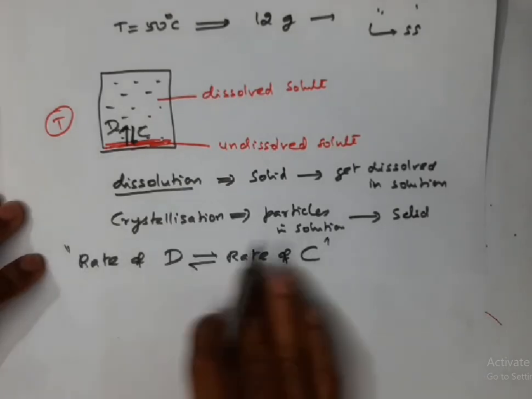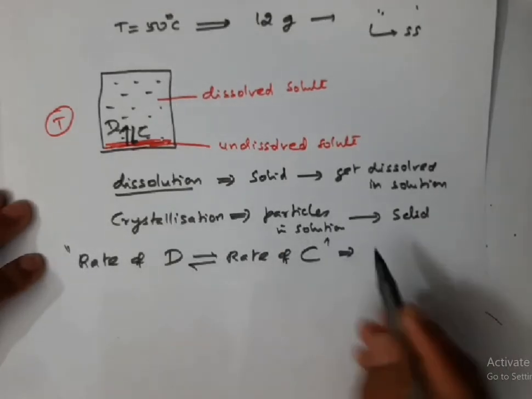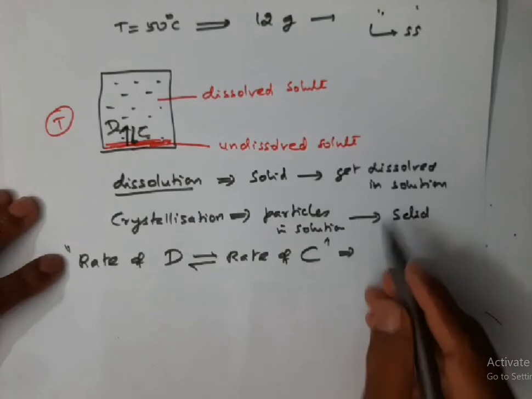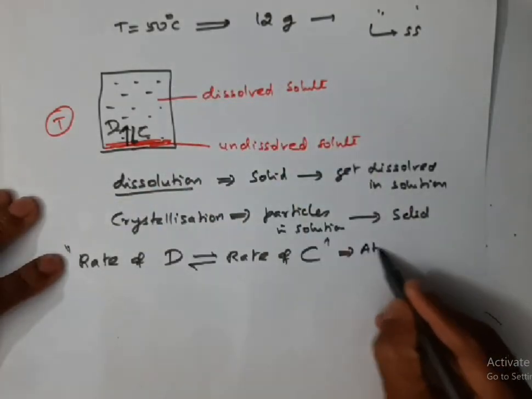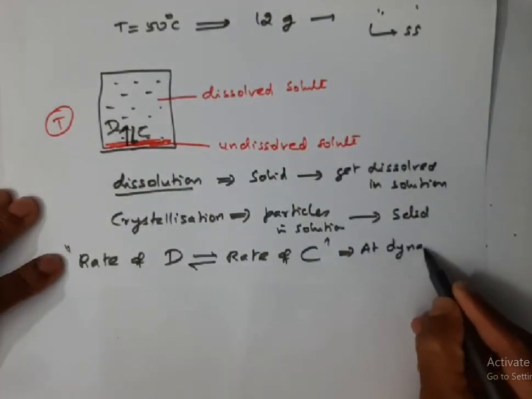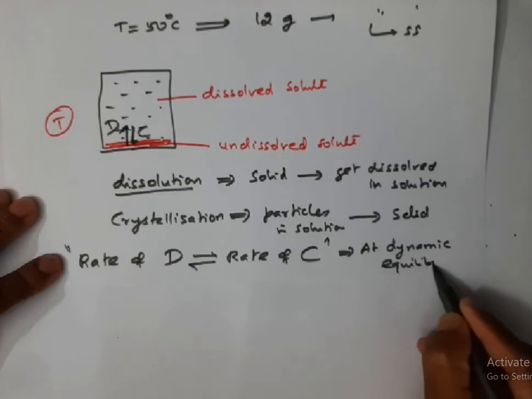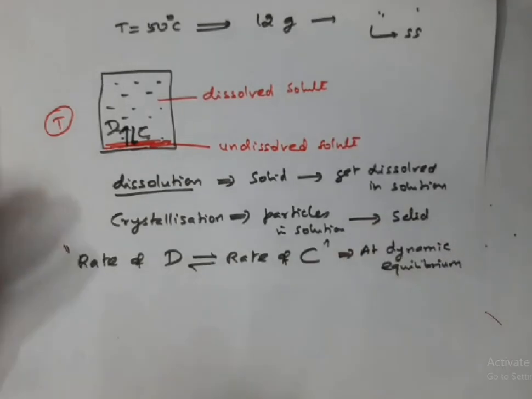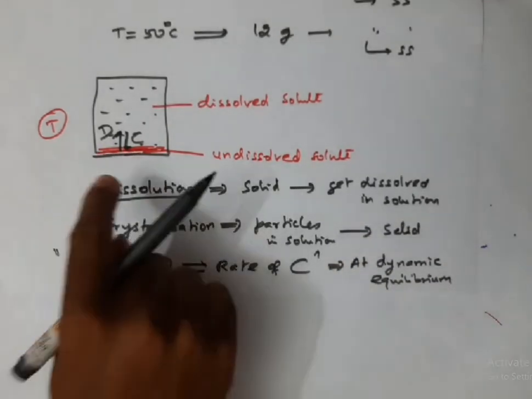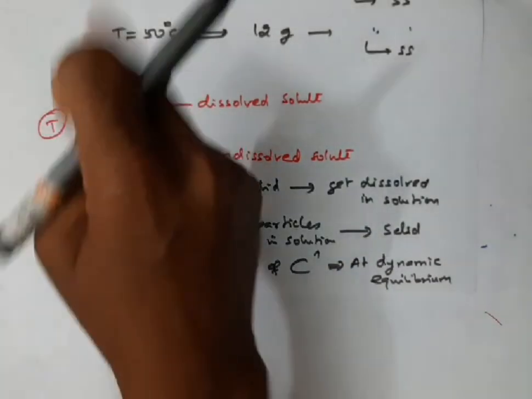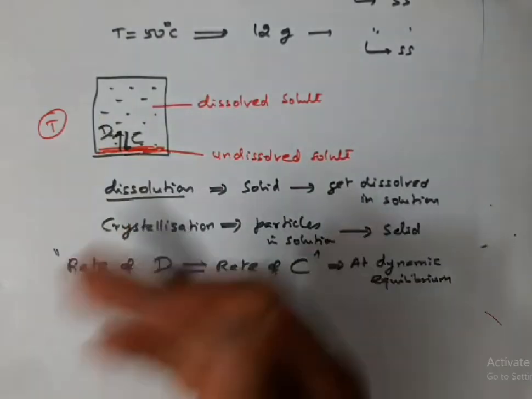Once this stage is reached, we say that the system is at dynamic equilibrium. I am not saying simply equilibrium, I am saying dynamic equilibrium. Why? Even after equilibrium is reached, dissolution and crystallization occur continuously.